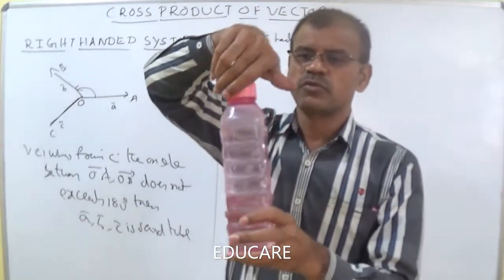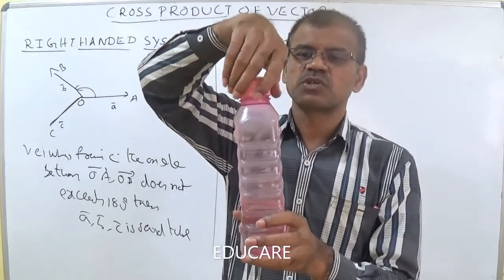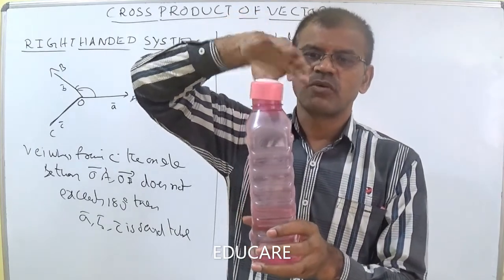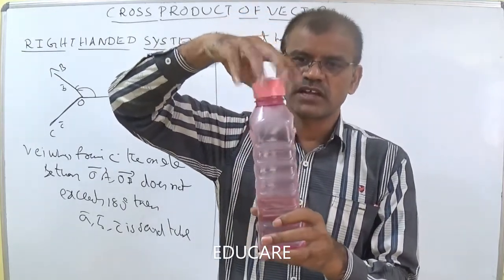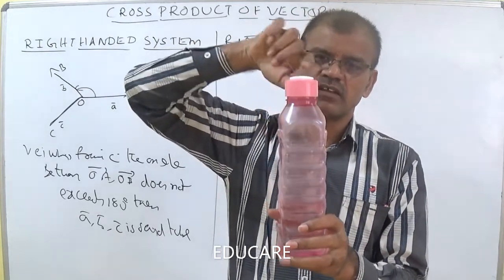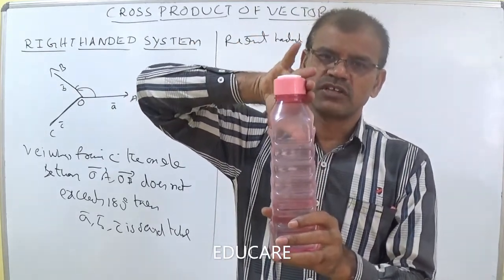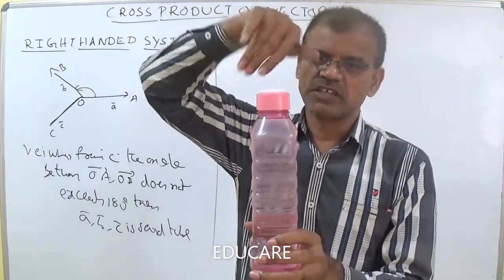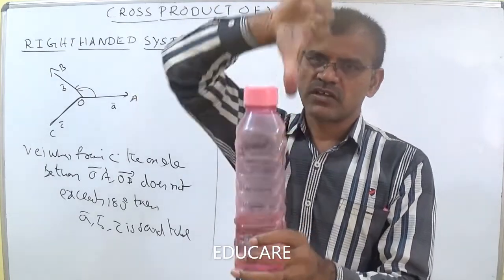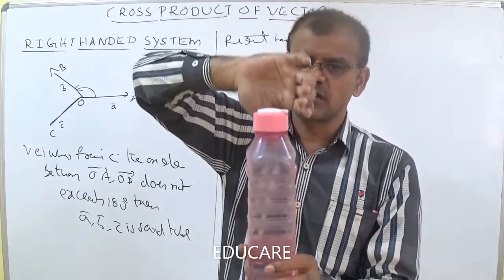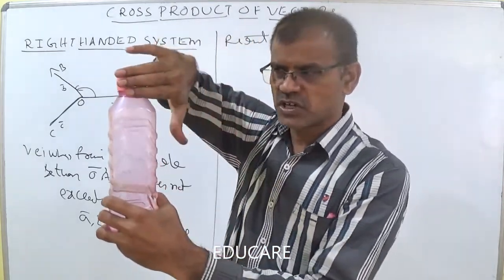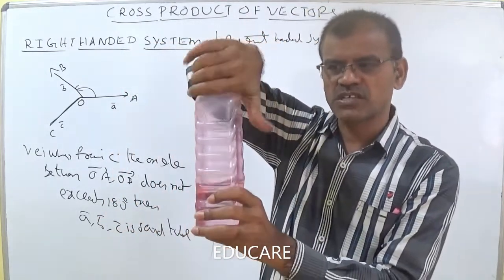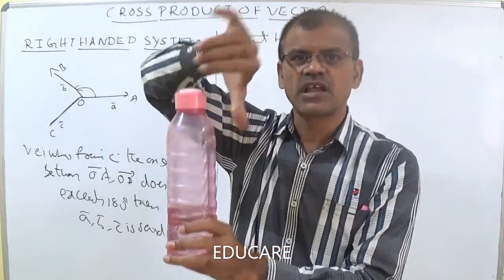Next, let us take it like this. Here also it is opening. Now you close it, just like this. Observe the cap going in this way. What is happening? It is in the downward direction. So what is the resultant vector? It is in the downward direction. So whenever the angle is in the negative direction, in the clock sense, it is called a left-hand system.